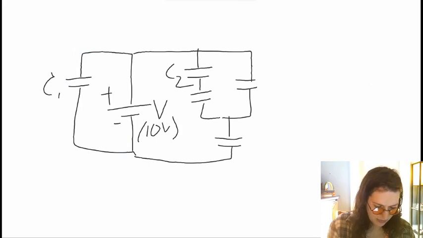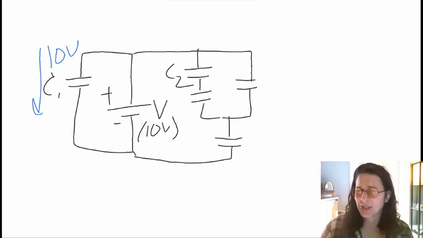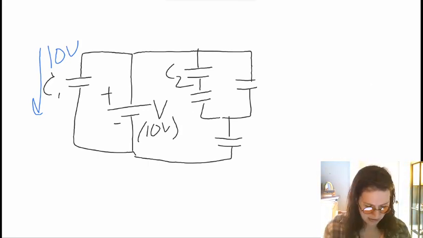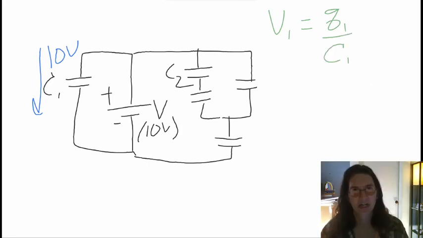So in this case, that means that we would drop 10 volts over this capacitor C1. And we know the capacitance of C1 is given, and I can thus right off the bat solve for the charge for C1. And that will just come from the voltage over 1 is equal to the charge over 1 divided by the capacitance of 1. And you just solve for the charge. That's part A, that's done.